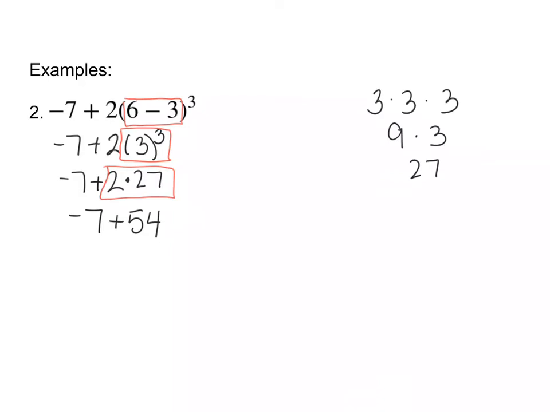Now remember, on your calculator, a lot of them have 2 different buttons for this. There's a minus sign and a negative sign. So make sure you're clicking the right button for that negative sign. If you've done it correctly, you should be getting 47.